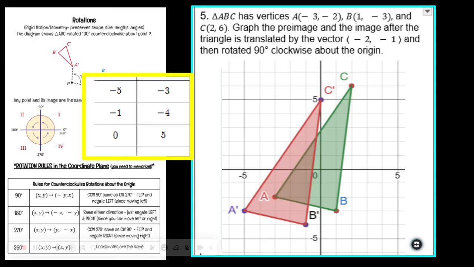So again, here is our A prime. It's located now at -5, down 3. Our B prime is located at left 1, down 4. And our C prime is located at 0, up 5. Now we're going to use these 3 points. So we are turning in the clockwise direction, meaning we are traveling like a clock.